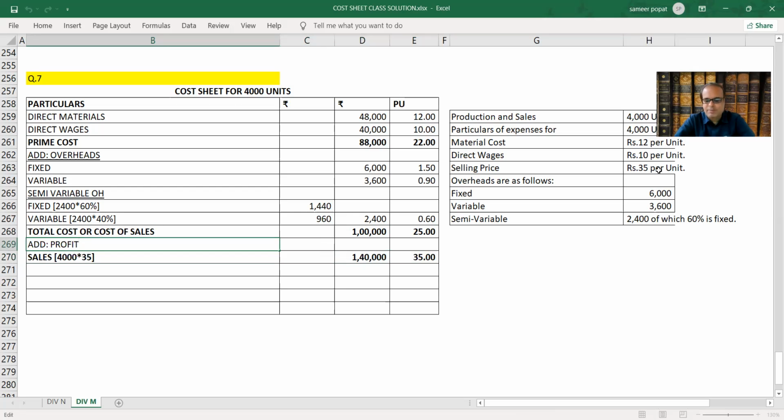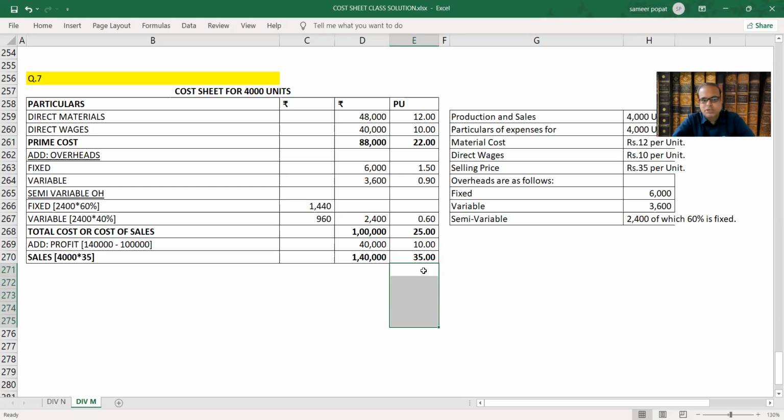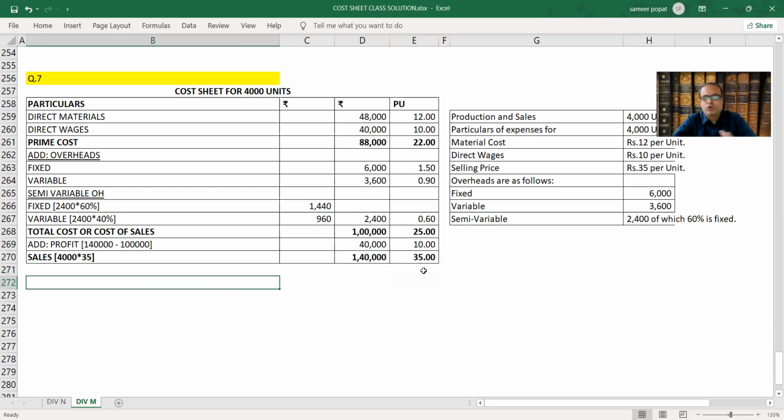So automatically you will get balance figure as profit. That would be 1,40,000 minus 1 lakh. 40,000 is your profit. And if I divide it by 4,000, I will get per unit profit 10. So that you can cross check, 25 plus 10 equal to 35. So this is the end of our first part of solution. We have prepared the cost sheet for 4,000 units.